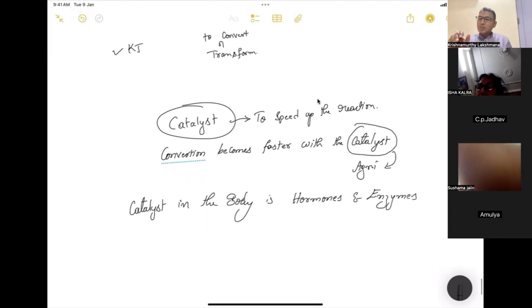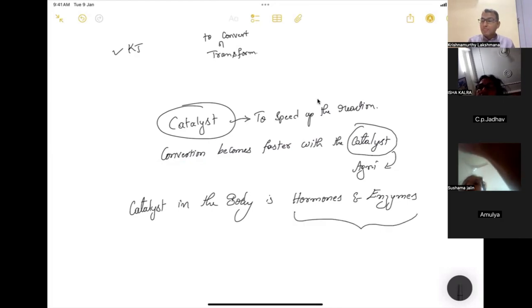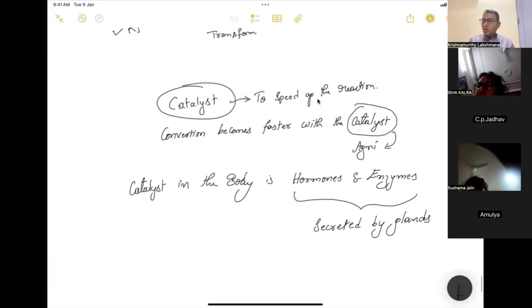So you put an enzyme, the digestion becomes faster. Right? And these hormones and enzymes are secreted by glands. Everybody okay? And these glands are plotted because they are playing the role of Agni, the Pitta.